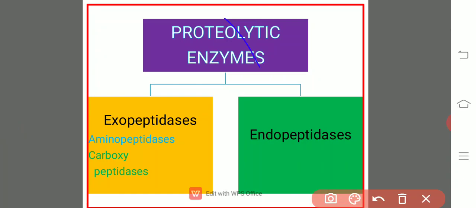Based on the site of activity, these enzymes are divided into two categories, exopeptidases and endopeptidases. Apart from the exopeptidases, we also have aminopeptidases and carboxypeptidases. Let us see how they are named as the exopeptidase, aminopeptidase, carboxypeptidase and endopeptidase. Let us see.